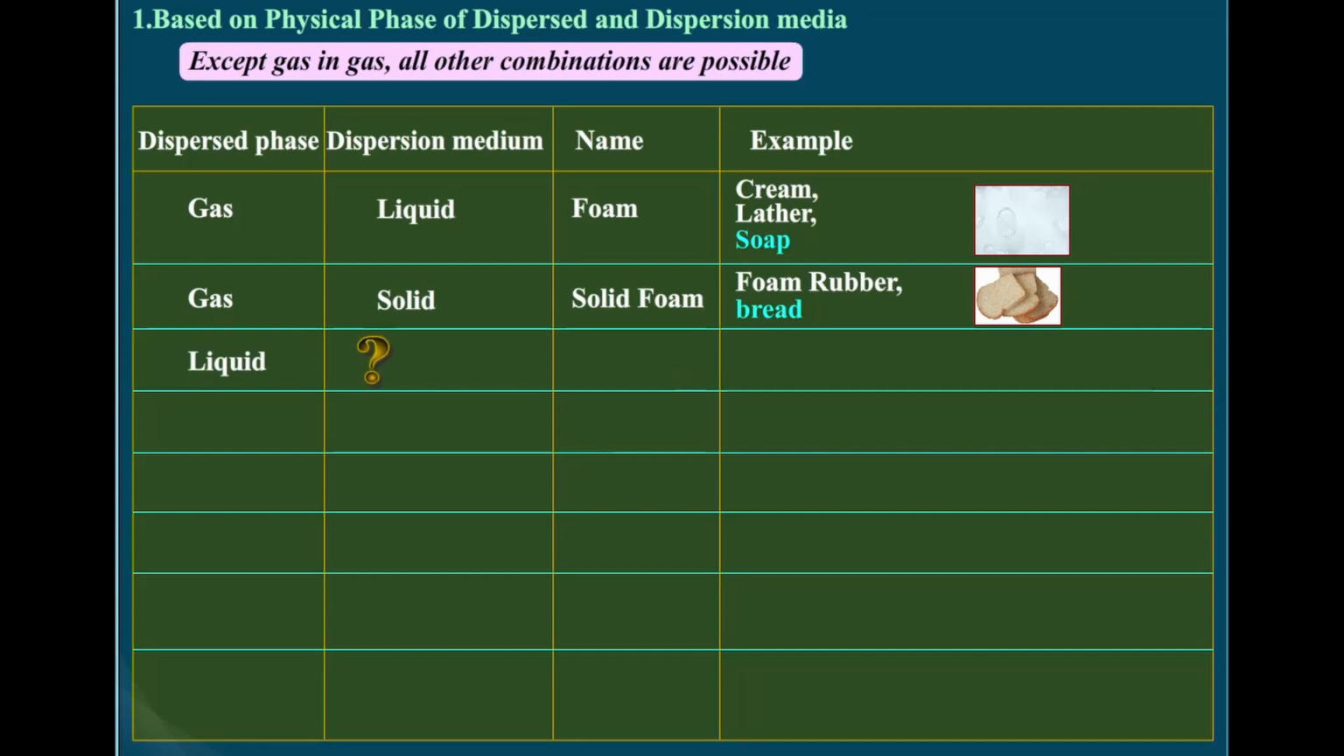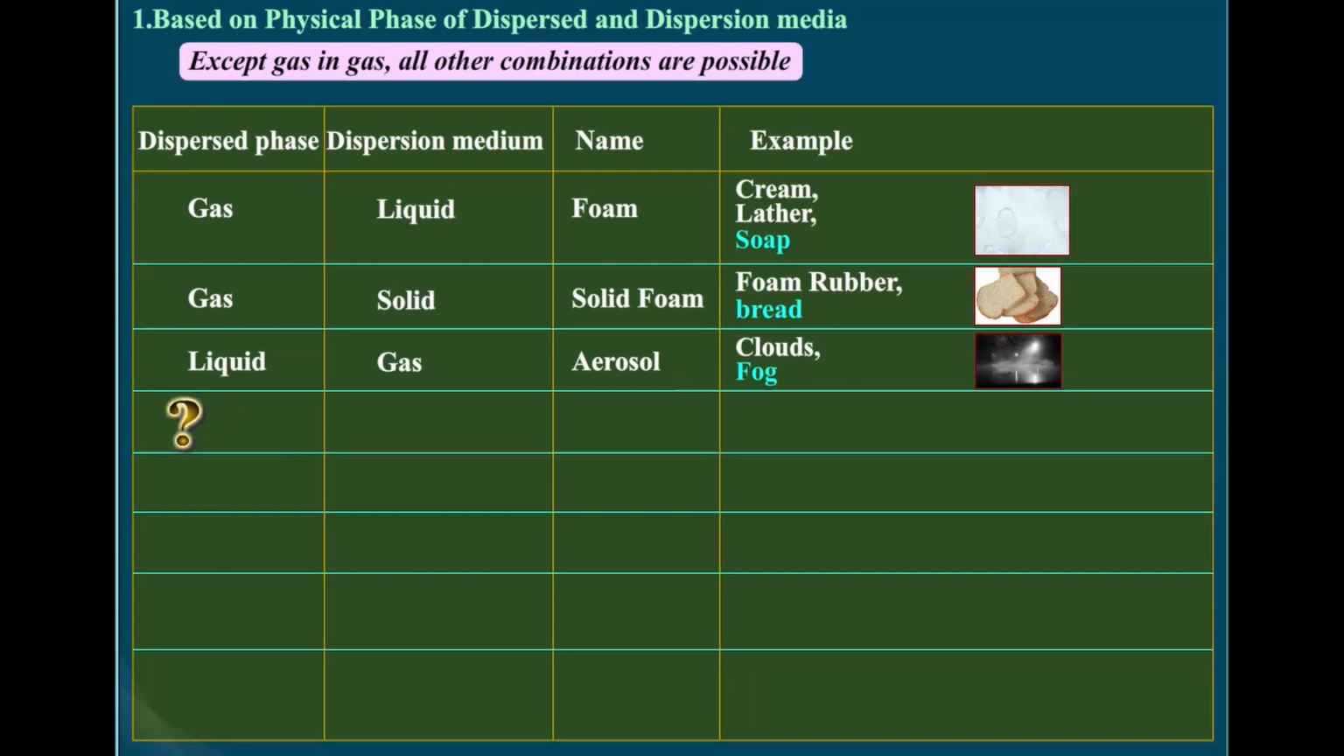The third type is liquid in gas. When gas is the dispersion medium, that type of colloid is called an aerosol. And the best examples are clouds and fog.